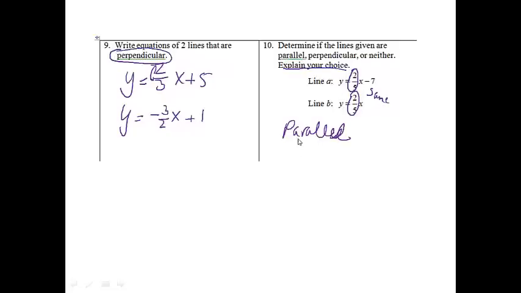Why did I decide they're parallel? I'm just going to say the two lines have the same slope. And notice I did write it out as a sentence, which I would prefer that you do as well. All right, question 11.